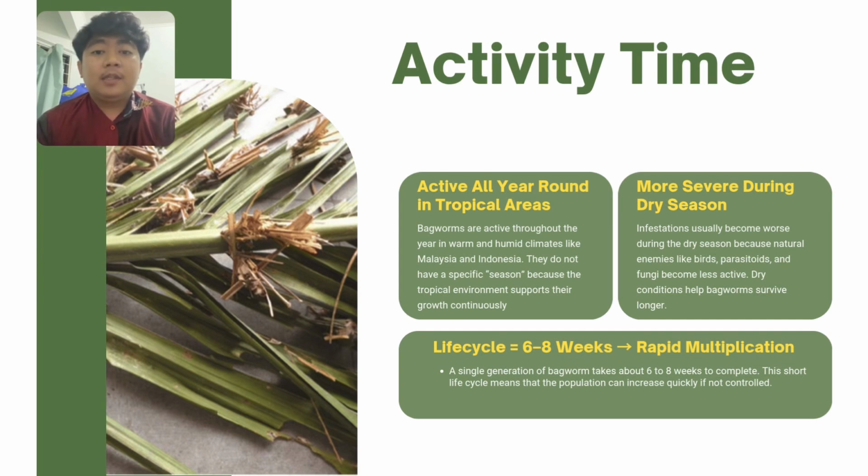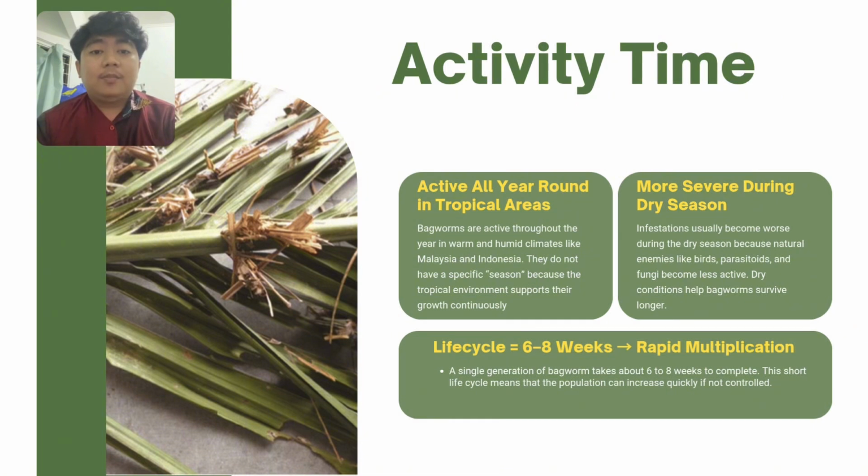However, infestation usually becomes more severe during the dry season. Why? Because during the dry weather, natural enemies like birds, parasitoids, and fungi become less active. These natural predators normally help control bagworm population, but dry conditions help bagworm survive longer without these natural controls.